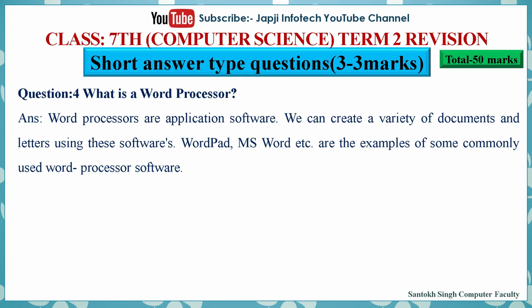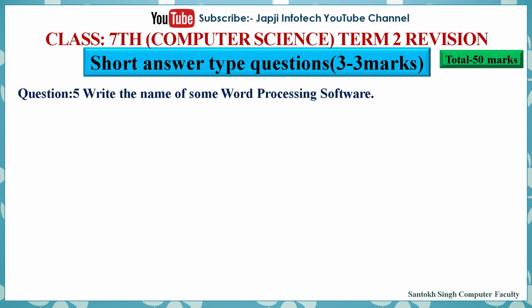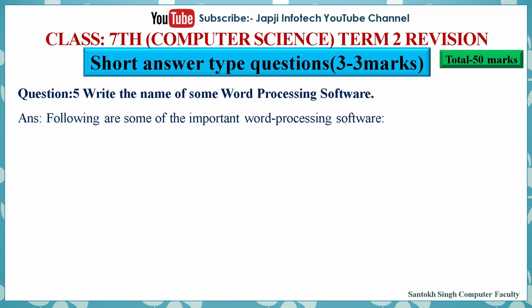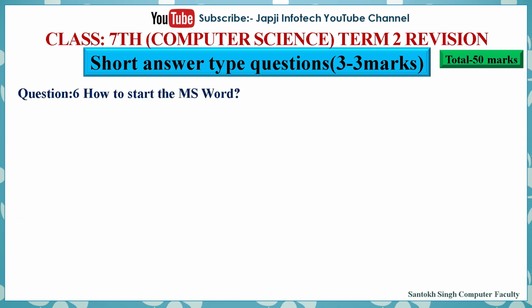Word processors are the application software. We can create a variety of documents and letters using these softwares. WordPad, MS Word, etc. are the example of some commonly used word processor software. Fifth one is, write the name of some word processing software. Some of the important word processing software. The first one is MS Word, second one is WordPerfect, third one is WordPad, fourth one is WordStar. And the sixth question is, how to start the MS Word?